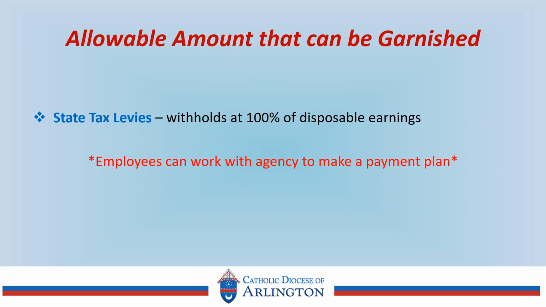Virginia state tax levies withhold at 100% of disposable earnings, but employees do have the option to contact the agency that initiated the order and work out a payment plan. Keep in mind the terms of that payment plan need to be received at the CAO prior to committing the payroll. If you should receive an amendment to a previously received state tax levy at your location, please be sure to submit the change through FreshDesk immediately using the category garnishments so the update can be made in Dayforce.